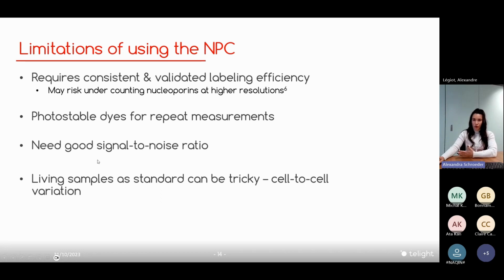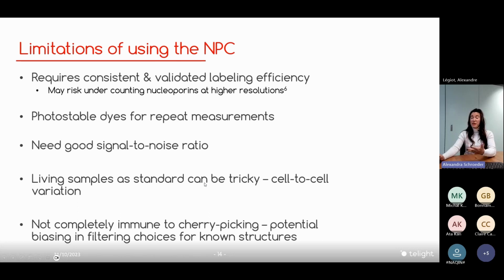If one chooses to use a living sample, which you can do, imaging nucleopore complexes in live cells, this could be tricky as there can be variation from cell to cell. Importantly, we need to be able to get the nucleopore complex flat if you're using a scanning technique, in order to see each of the 8-fold points, or resolve the inner or outer diameters. So it's not a structure that's completely immune to cherry picking.